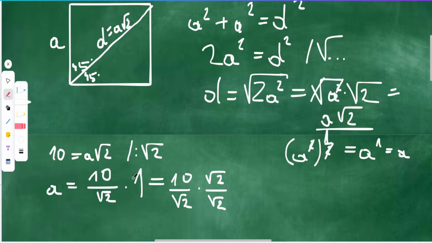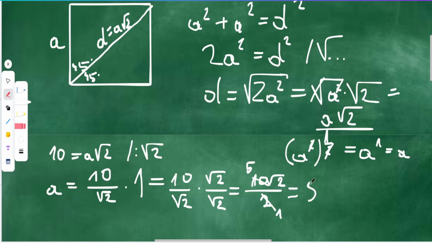We just multiply the numerators. The result is 10 square root of 2, and we multiply the denominators. This is the square root of 4, because when we multiply the denominator square root of 2 by the second denominator square root of 2, we get the square root of 4, and we know how to take the square root of this. This is 2.